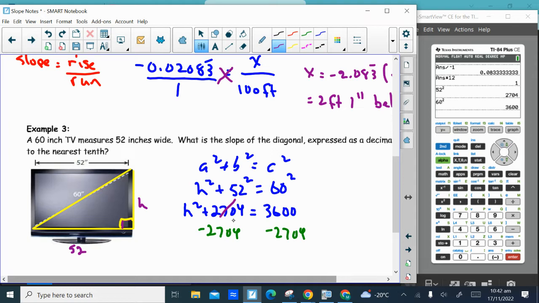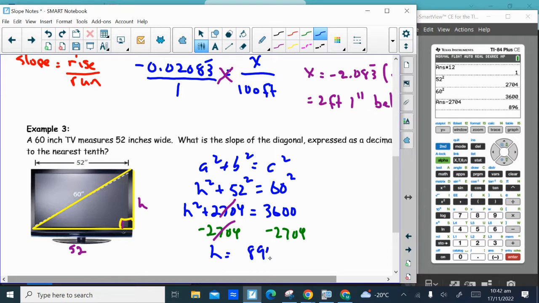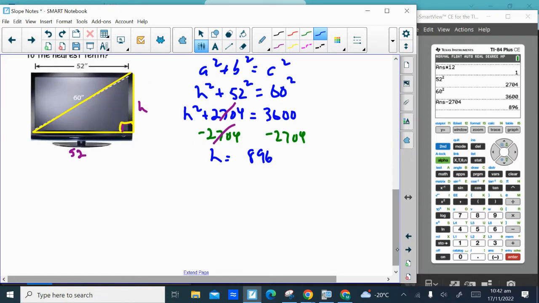So on the left side, the 2704's cancel. When you subtract 2704 from 2704, they cancel. And on the right side, you've got 3600 minus the 2704. That is 896. That's what h squared is.